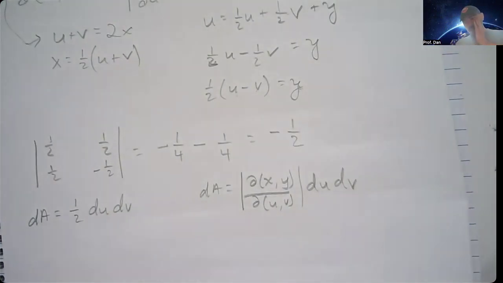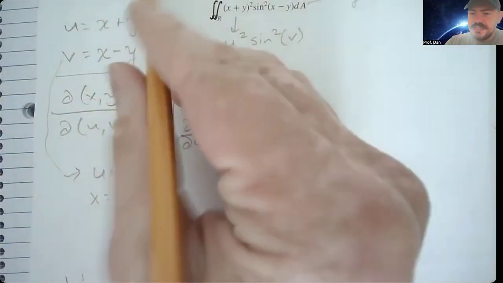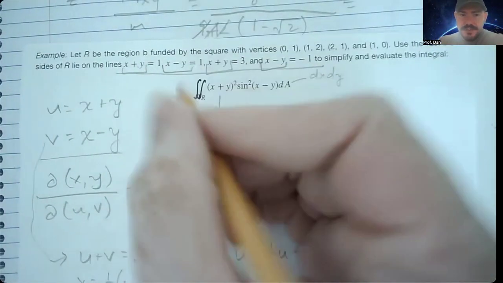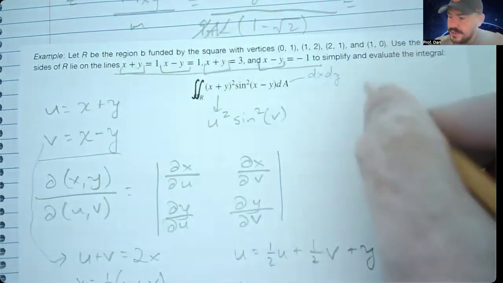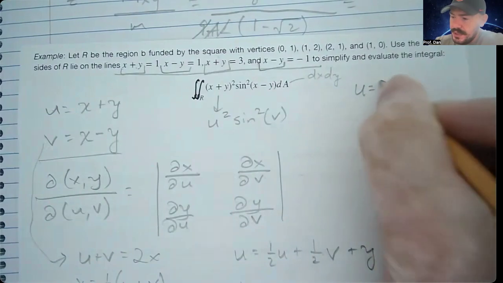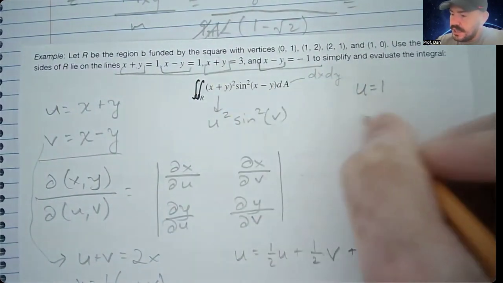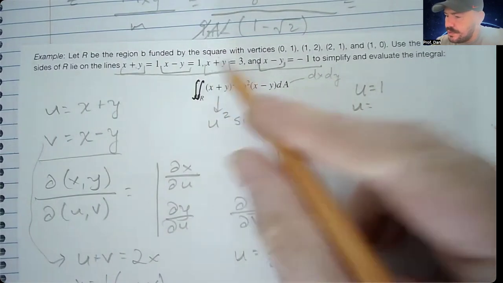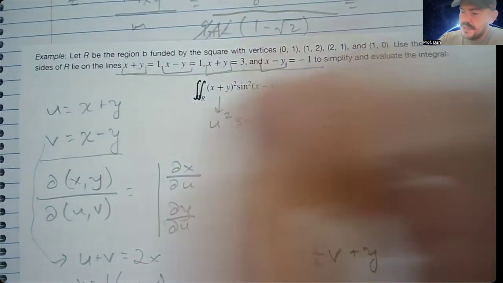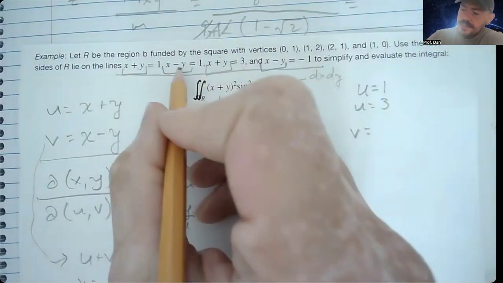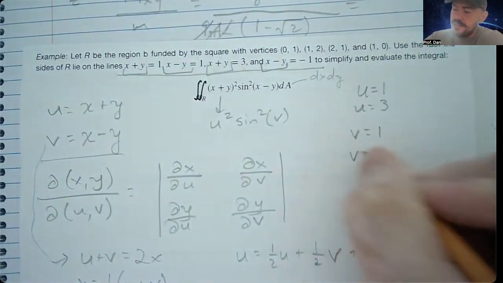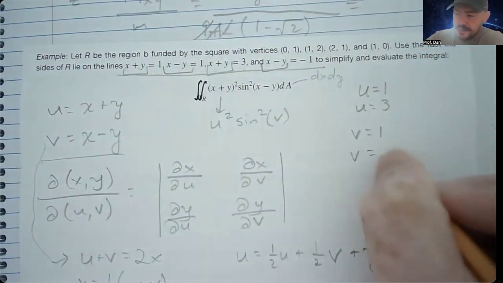So the order here really doesn't matter, but we do need to know what our bounds are going to be. If we go back to these equations, they give us all of the different boundaries. Since x plus y is what we called u, we know that u is equal to 1 and u is equal to 3. Since x minus y is what we called v, one of our v bounds is going to be 1. The other one is going to be negative 1.